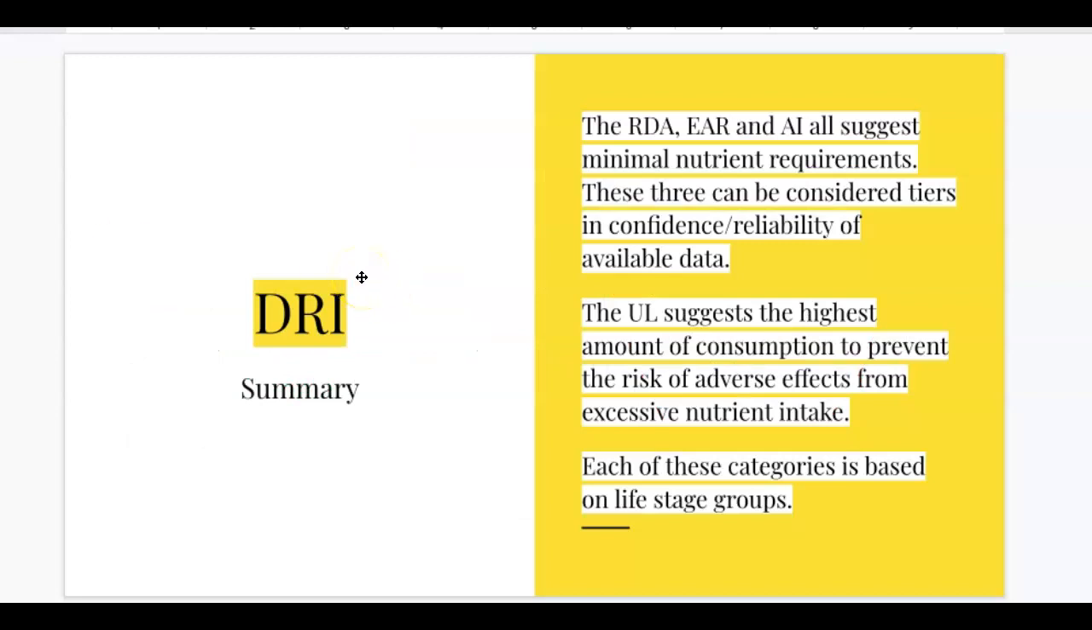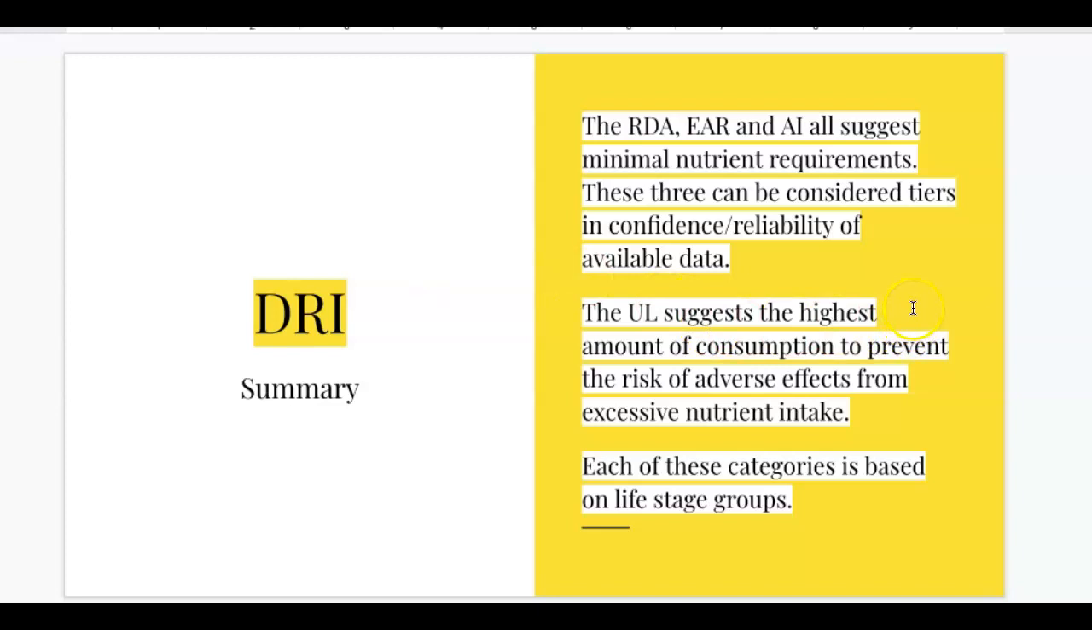So, just a summary of the dietary reference intakes. Remember, there are 4 categories. The RDA, EAR, and AI all suggest minimal nutrient requirements. They can be considered tiers in confidence and reliability of available data, just like I was saying. Some of them are more exact and some of them are more of an estimate until more data can better represent the consumption of that specific nutrient and how it affects health.